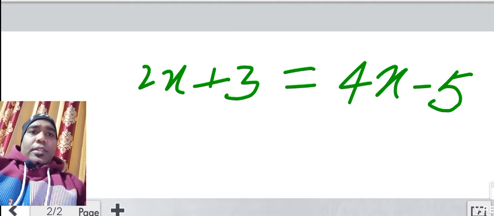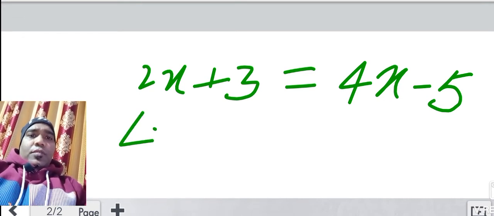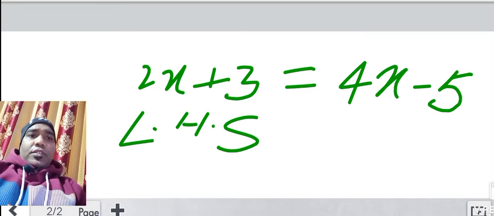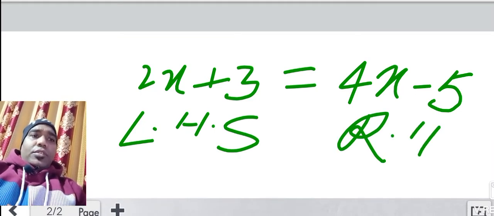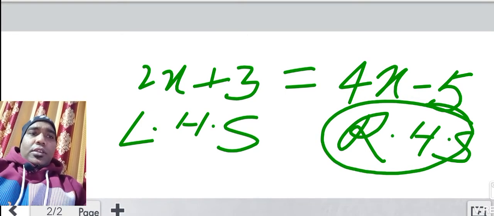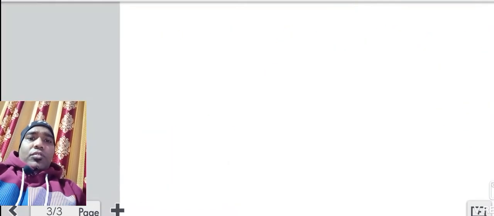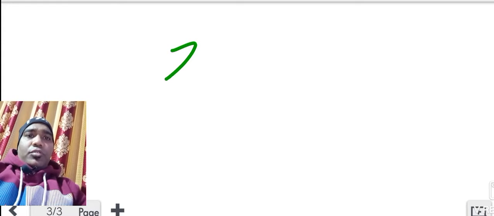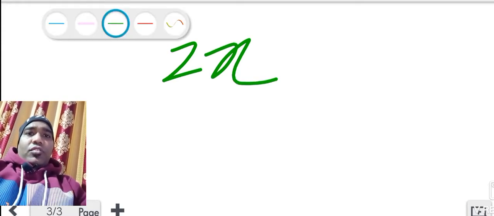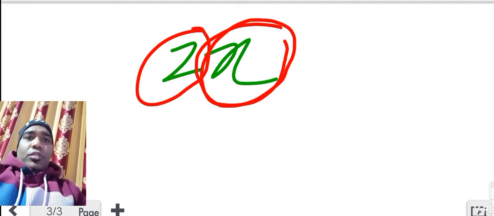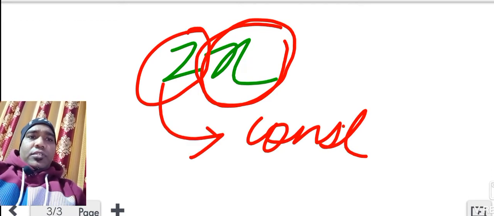Got it? Then the left side of the equation is called LHS, and the right side of the equal to sign is called the right hand side, RHS. About constant and variable, suppose 2x is there, then what is the constant and what is the variable? This x is the variable, and this 2 is the constant. Constant means whose value cannot be changed.